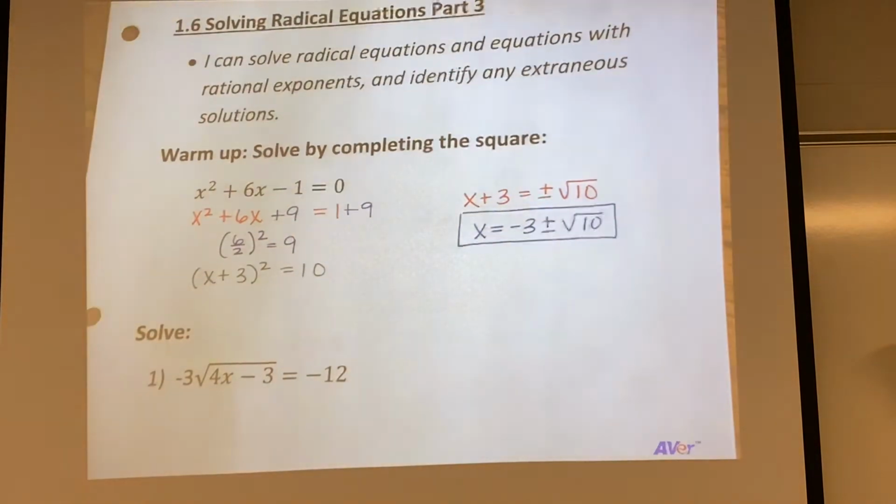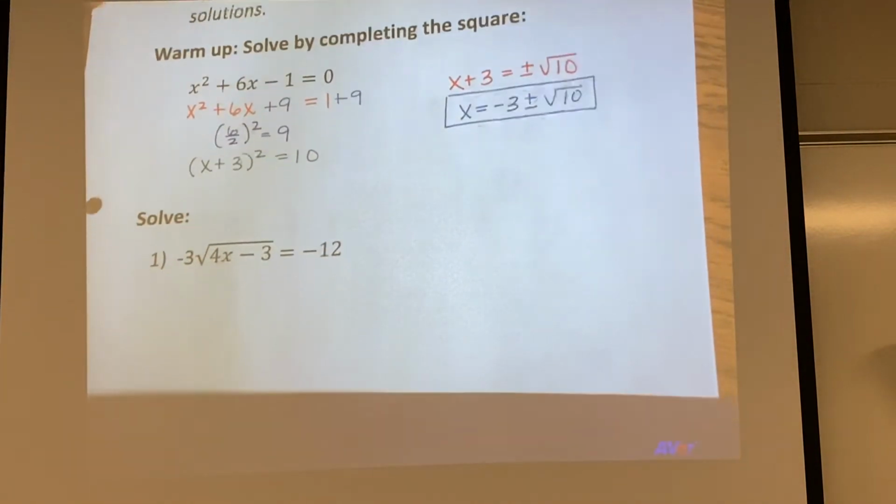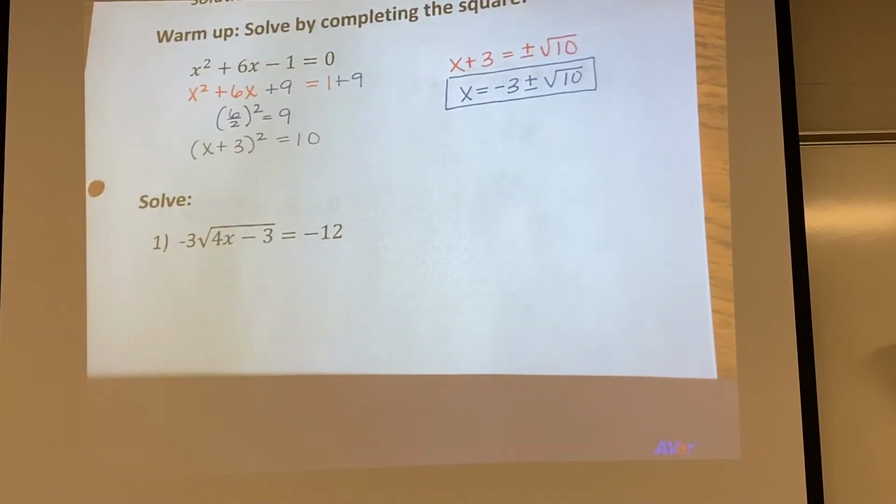Okay, so let's get into some radicals here. As always, I would encourage you to pause a lot, get things written down, and then come back. Try not to be scrambling to write everything down and listen at the same time. Pause, write it down, and then come back and hear the explanation.